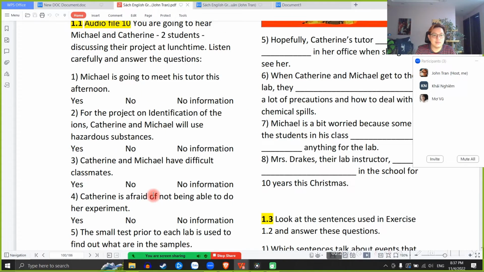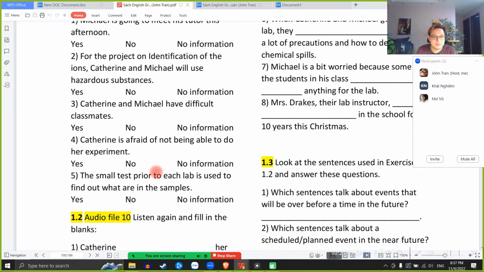Number four, Catherine is afraid of not being able to do her experiment. It's no information, there is no information about this. Well, we will see why, okay?